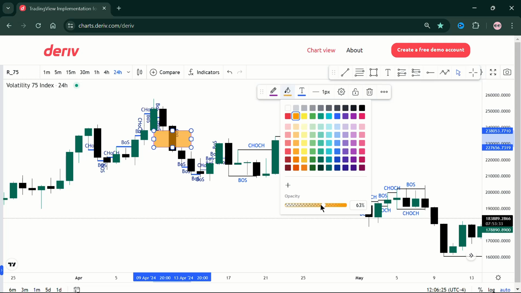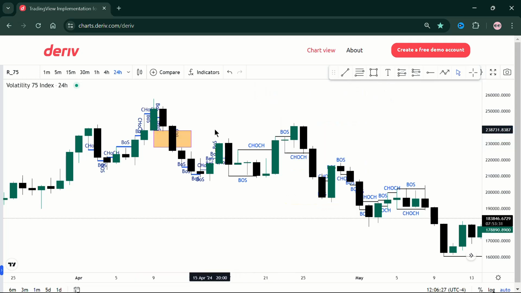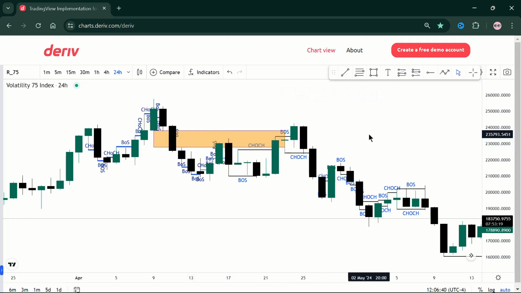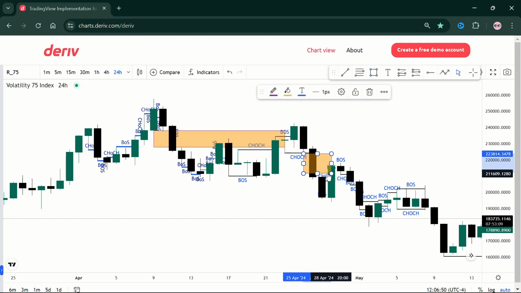Okay, so if we start drawing fair value gaps, just like that. I'm not drawing order blocks today. I'm just doing fair value gaps. I want to show you what's really happening. If we continue going down, there's another fair value gap here from that low to this high right here. Okay, just draw it out like that.